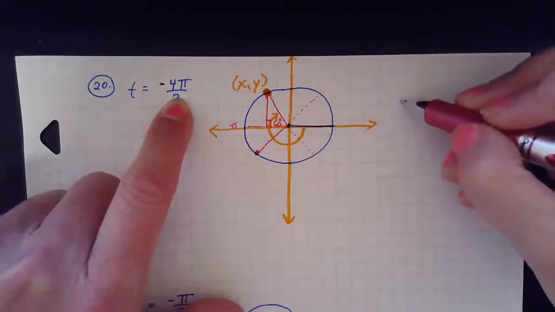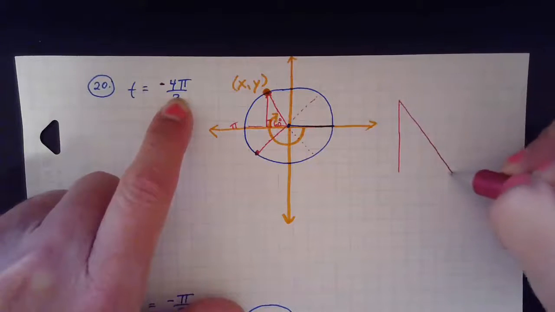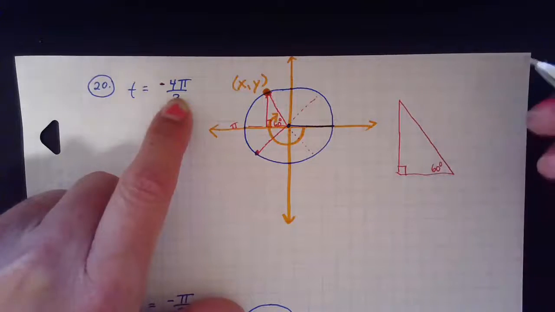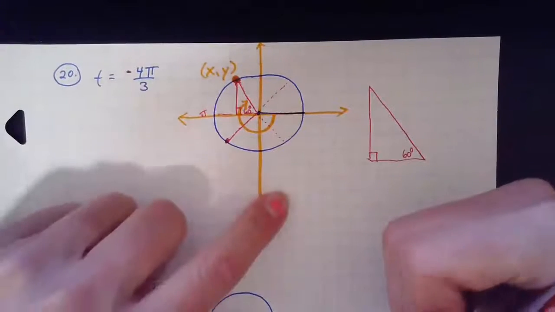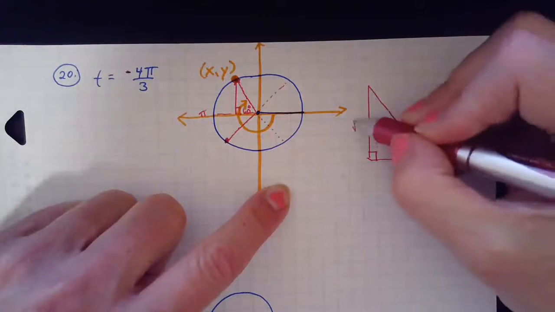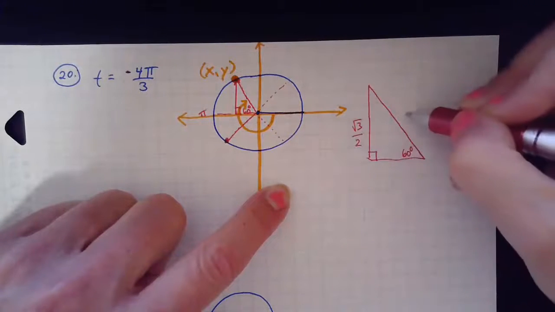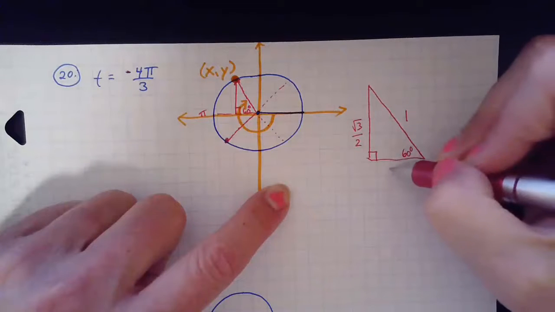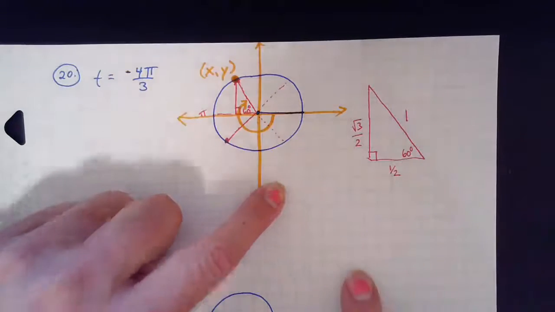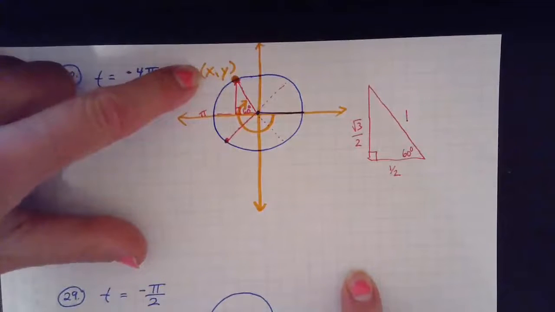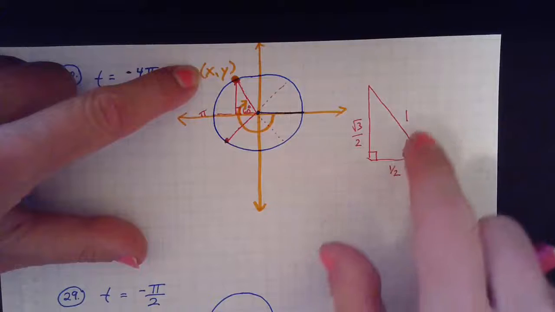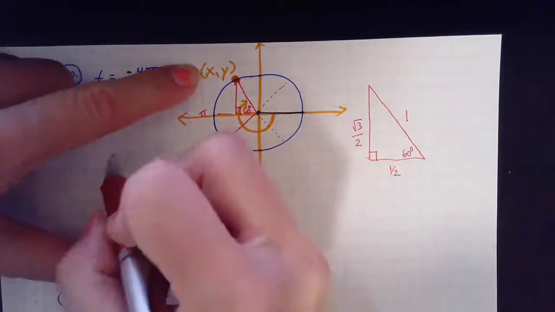Alright, so I'm going to just redraw the triangle out here. So here's 60 degrees, and then I'm just going to label it with what I did from the very beginning of the notes: the side opposite the 60 is root 3 over 2, as long as the hypotenuse is 1. The short leg is half the hypotenuse, so that one's 1/2. Okay, so to find the coordinates, I need cosine for this point. Well, cosine is adjacent over hypotenuse, so it's going to be 1/2.